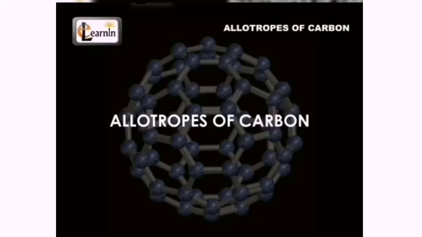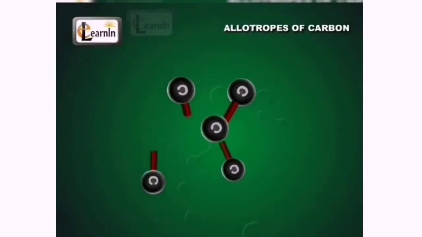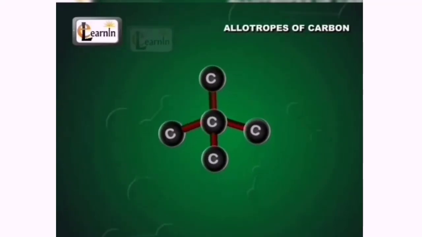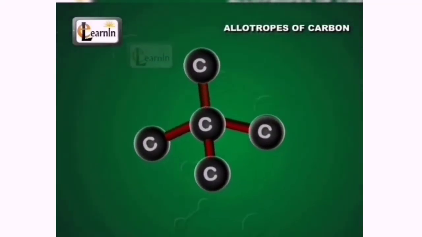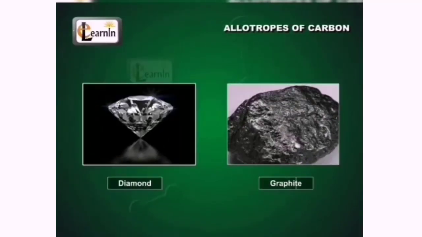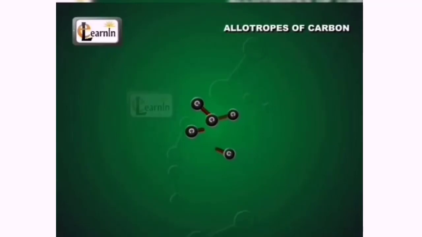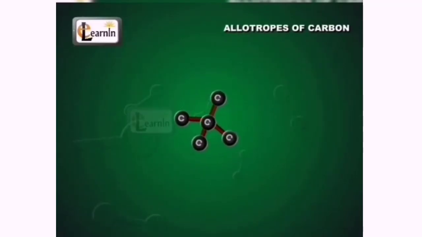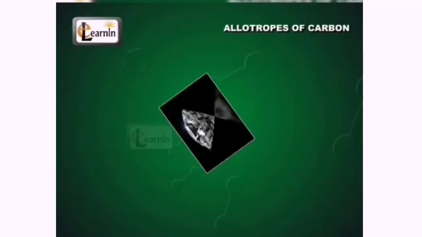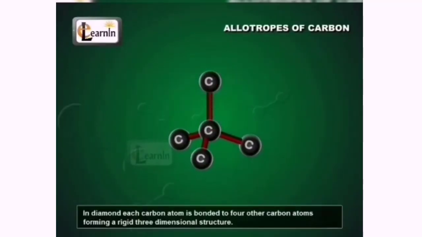Allotropes of carbon. The carbon atom is found in different forms in nature. The carbon atoms are joined together to form the structures of diamond and graphite, which are the allotropic forms of carbon. In diamond, 4 atoms are joined together in the form of a tetrahedron.